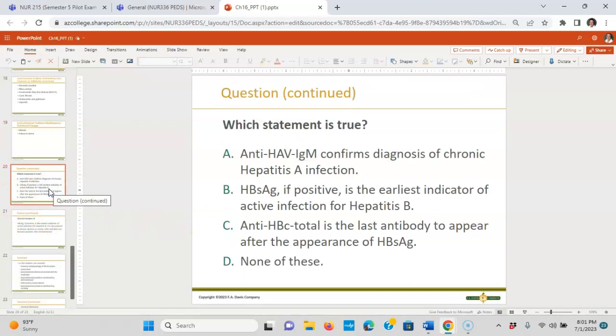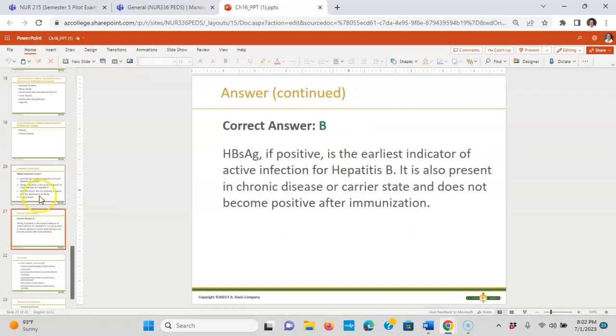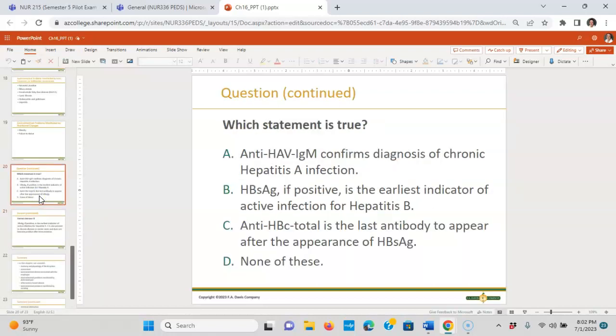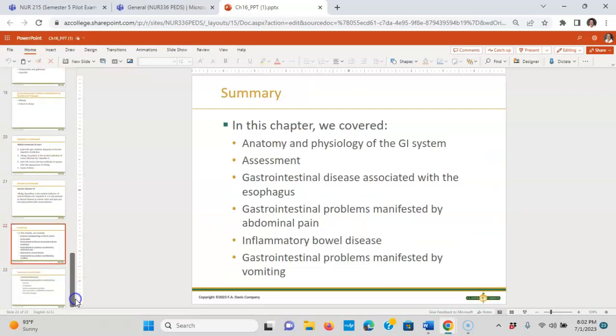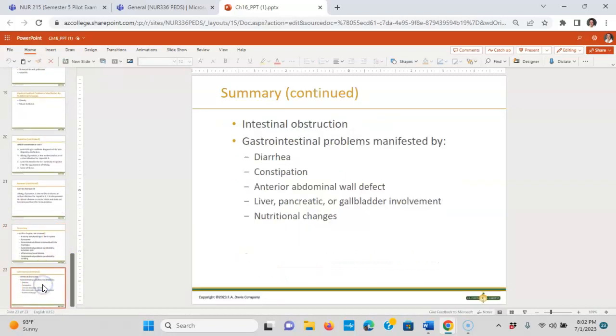All right, which statement is true? So if surface antigen is positive, the earliest indicator of active infection for Hep B, it's also present in chronic disease or carrier state and does not become positive after immunization. Okay, so in this chapter we did more about gastrointestinal problems. Awesome.